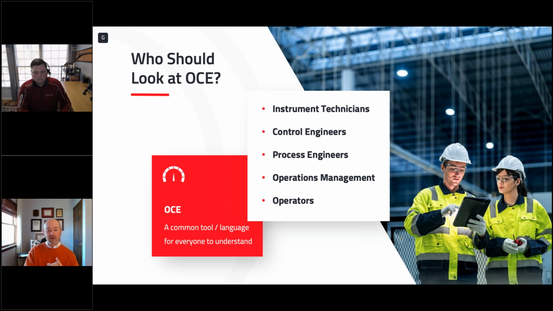OCE is a pretty straightforward metric. If you train people that this just tells you whether the controller is doing its job or not, people can latch onto that. I've seen plant-level and site-level management using tools like this to get a handle on how well their automation systems are working. Like Bob said, in aggregate you can look at OCE across 100 loops or 1,000 loops, and it's going to tell you whether things are getting better or worse, whether something has suddenly changed, and where you stand relative to your peers.